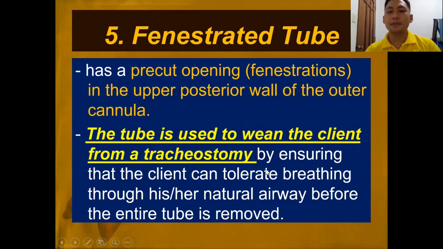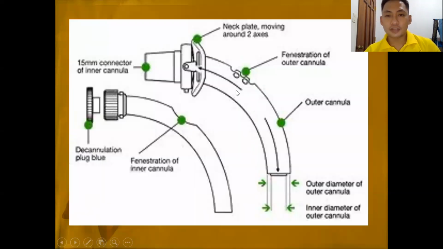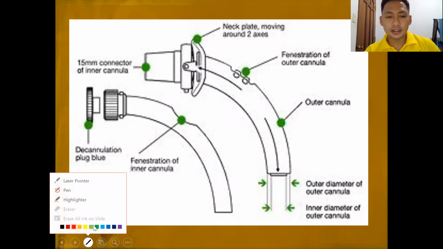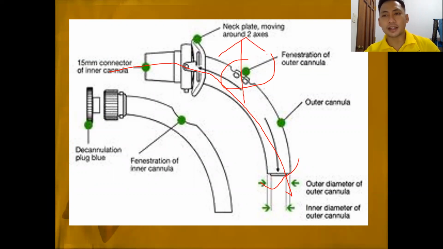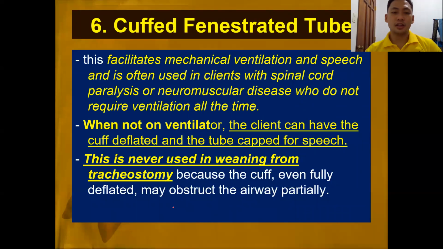Fenestrated tube naman kapag kailangan na i-wean ang pasyente sa tracheostomy. So may butas na siya doon sa upper airway, no, na pwedeng daanan ng hangin. Okay? So ayan, you can see this fenestration, no? Ito yung nandito sa tracheostomy, tapos meron din siyang port para doon sa upper airway na above the trachea. So you observe kung okay na pasyente, meron na siyang spontaneous breathing.